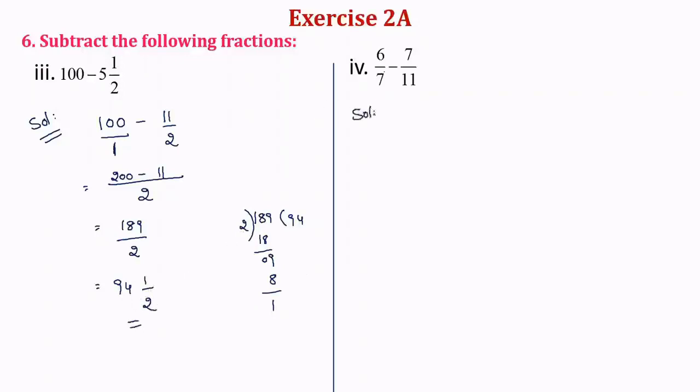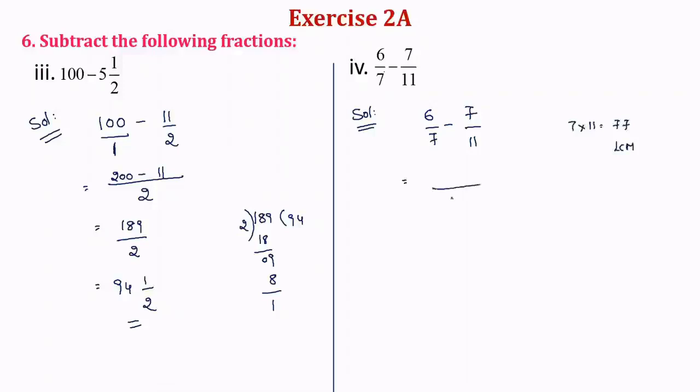Next, 6 by 7 minus 7 by 11. Here you have to take the LCM. These are simple fractions only. So what will be the LCM of 7 and 11? Since there is no common factor for 7 and 11, you just have to multiply them, which is 7 11s are 77, which will be the LCM.